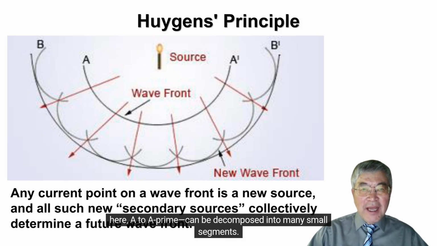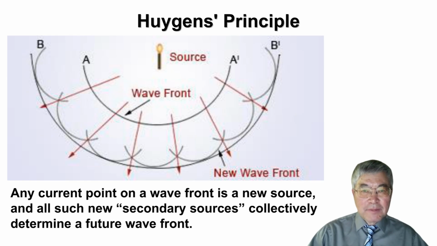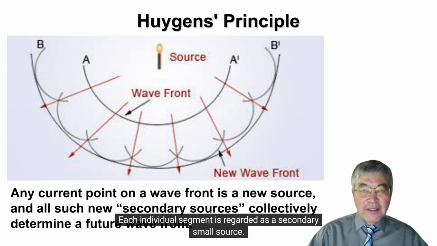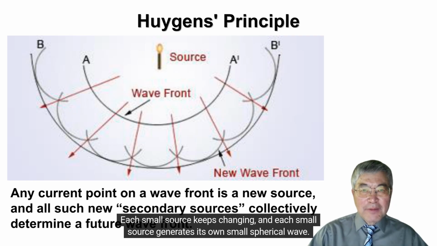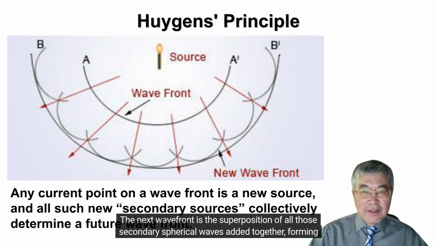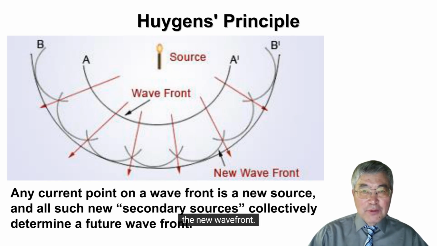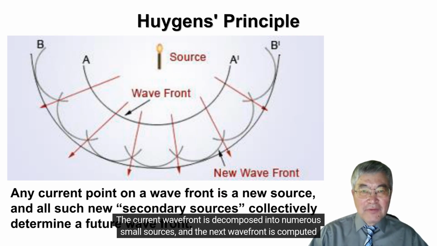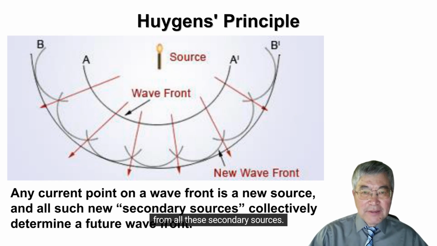The other way, the Huygens way, is to forget the original source and say, at a given time, the current wavefront, shown here, A to A prime, can be decomposed into many small segments. Each individual segment is regarded as a secondary small source. Each small source keeps changing, and each small source generates its own small spherical wave. The next wavefront is the superposition of all those secondary spherical waves added together, forming the new wavefront. So this is Huygens' principle.